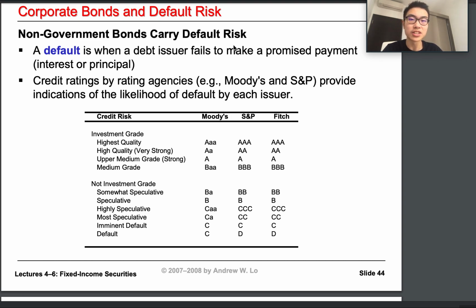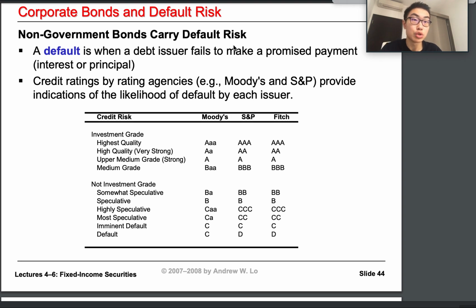Credit ratings are really important, and I haven't introduced them clearly in the last lecture. The credit rating is given by rating agencies. The most popular ones, maybe you know them, are Moody's, S&P, and Fitch, and they provide indications of the likelihood of default by each issuer. Let's look at the credit risk rating here. There's AAA, AA, A, BAA, and then non-investment grade.